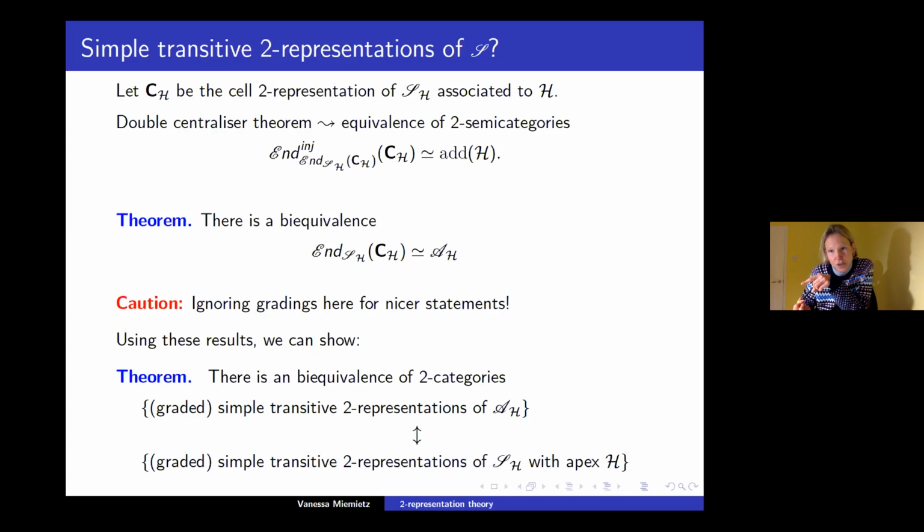And in particular, I'm pretty sure they don't have any additional interesting simple transitive two-representations. Oh, okay. Interesting. I think I'm right in saying this. You might be able to get new things if you restrict to subcategories, though. I might be wrong about that.